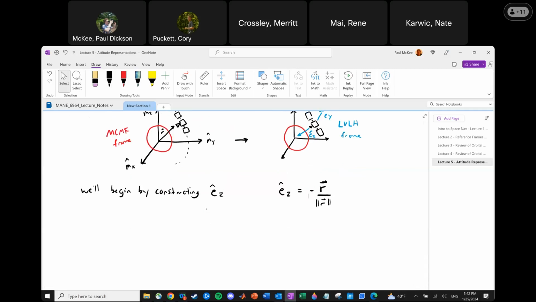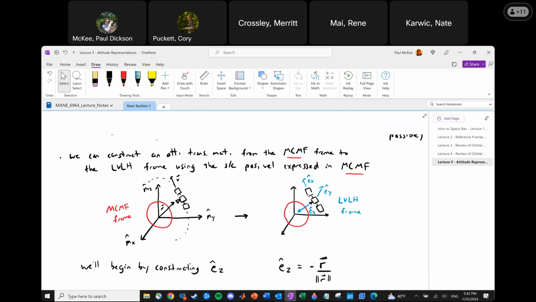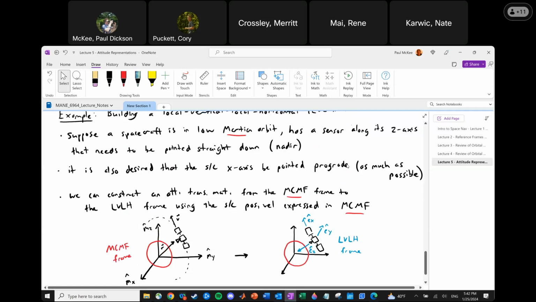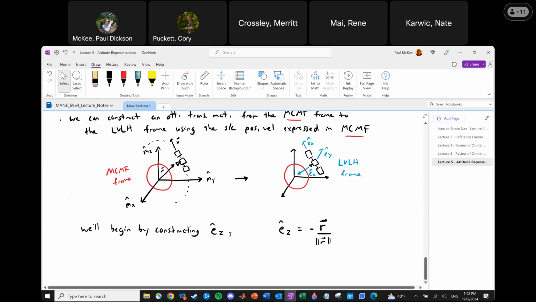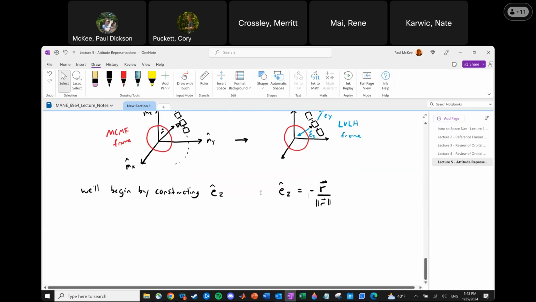Good job, Corey. So to find EX, remember, we want EX to be pointed in the prograde direction, meaning along the velocity vector, as much as possible. R and V do not have to be at right angles to each other. So what we're going to do is find the projection of the V vector onto the plane perpendicular to the R vector, if that makes sense. So V could be in any direction, but we want the projection of V onto the plane perpendicular to R. And we're going to show how to do that mathematically.